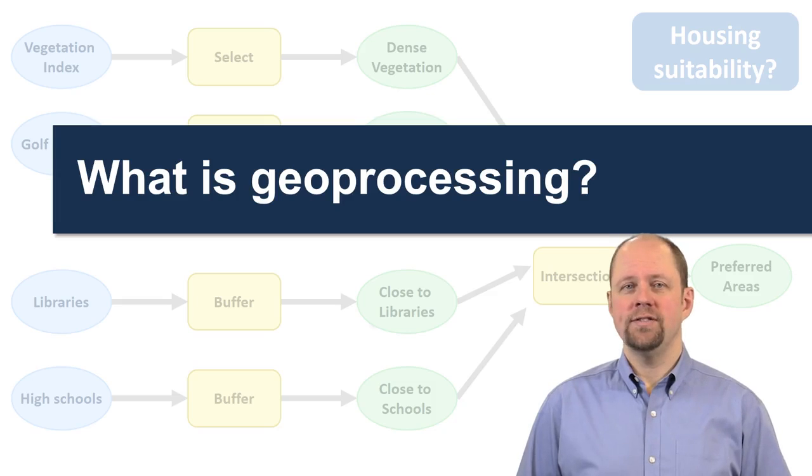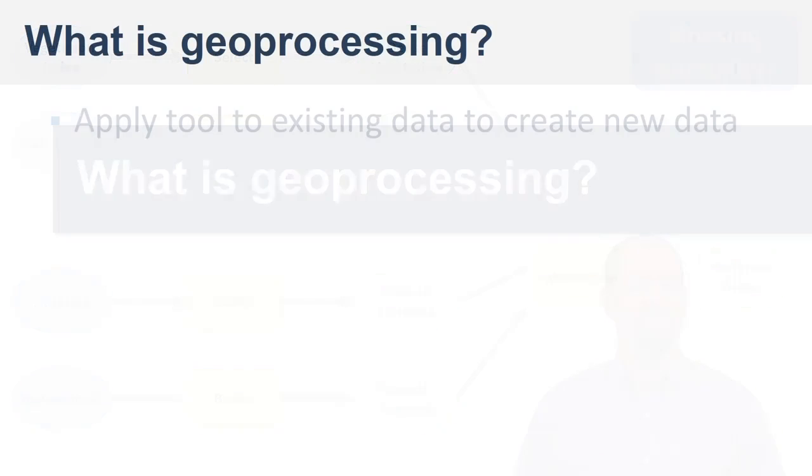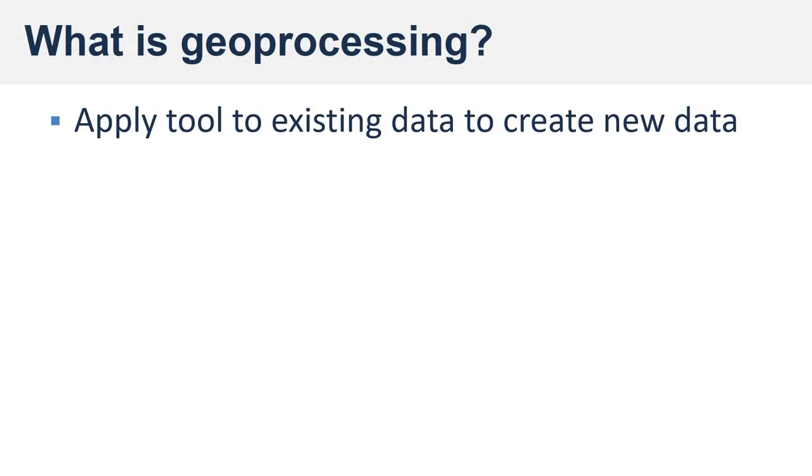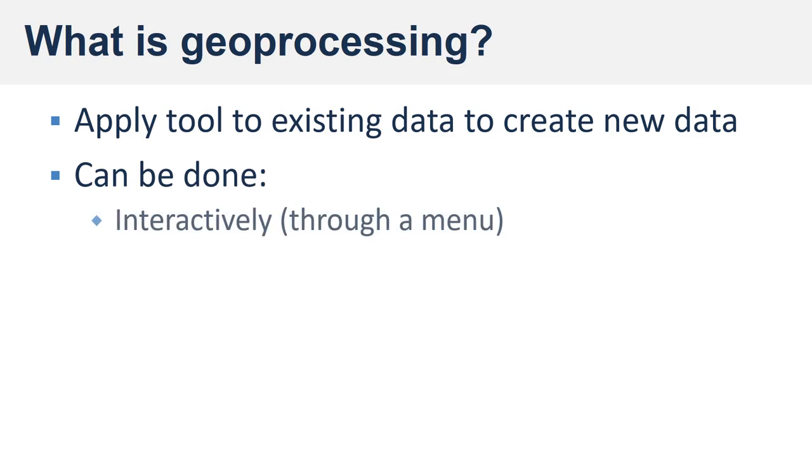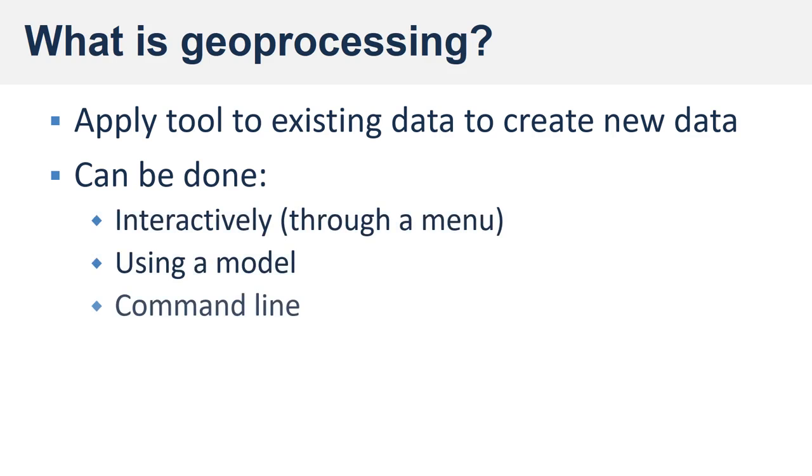What is geoprocessing? Let's find out. Geoprocessing is a way of applying a tool to an existing data set to create new data. This can be done interactively through a menu. It can be done using a model. You can use a command line to do this, or you can use a Python script. So these are all different ways of accomplishing the same thing.